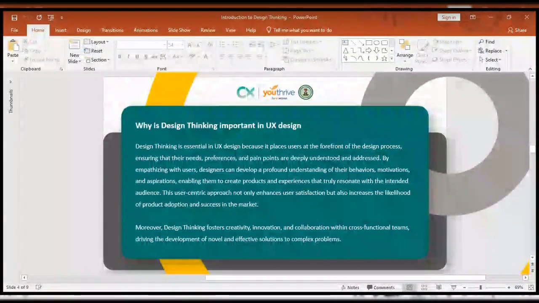This user-centric approach not only enhances user satisfaction, but also increases the likelihood of product adoption and success in markets. Now, you want your product to be successful, you need to understand your user. So by understanding your user, definitely your user will be the one to make your product successful in markets. True or false? True. Moreover, design thinking fosters creativity, innovation, and collaboration within cross-functional teams, driving the development of novel and effective solutions to complex problems.